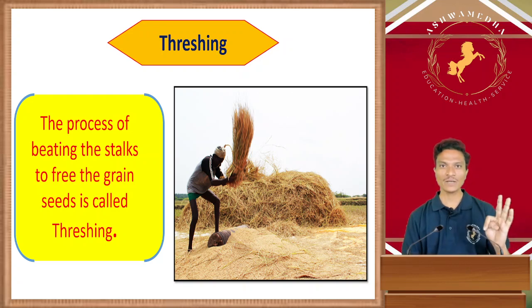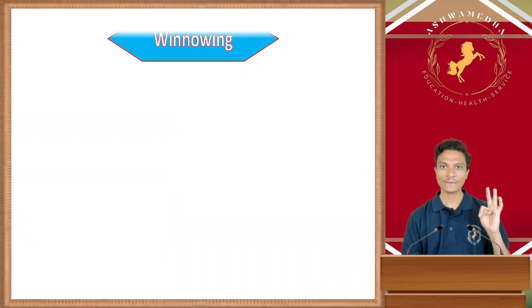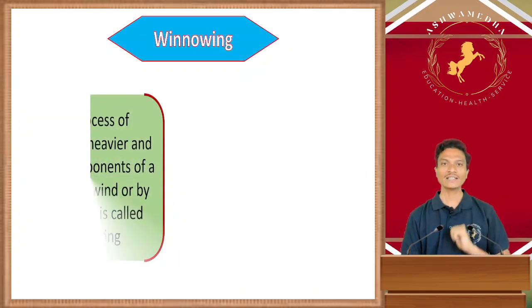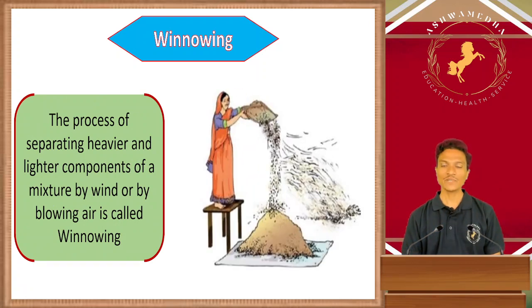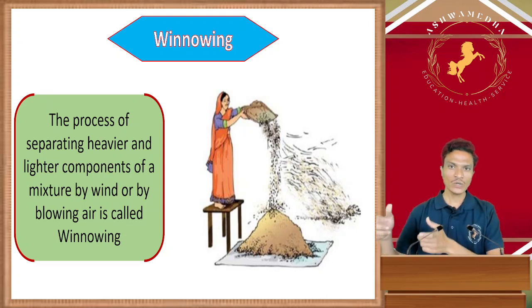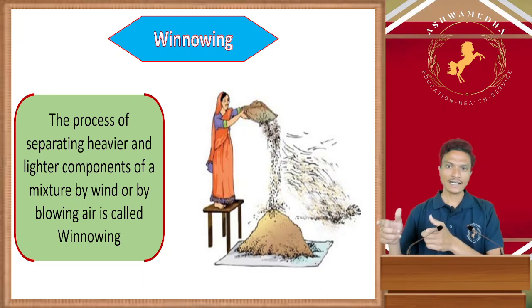Let us go to the third method. What is that? That is winnowing. Winnowing is the third method of separation of substances. See, look at the picture. What can you observe in the picture? A woman is standing on a stool and she is holding a basket. The basket contains food grains along with the dust materials, along with the impurities.